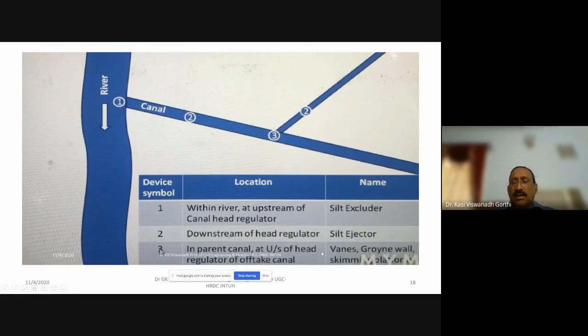So this is called a vein or a groin wall, which may be provided here to see that much clear water enters at this portion. Once again, downstream of this, that means once it enters into this offtake canal, the same device like a silt ejector may be provided here. The purpose of providing all these silt ejectors or silt excluders is to see that nearly clear water is allowed to flow into the canal.